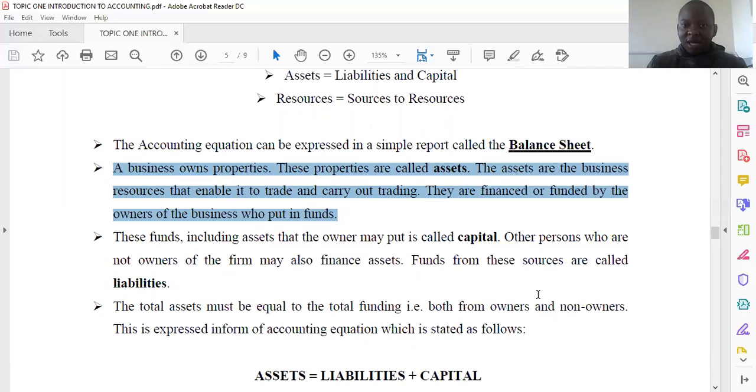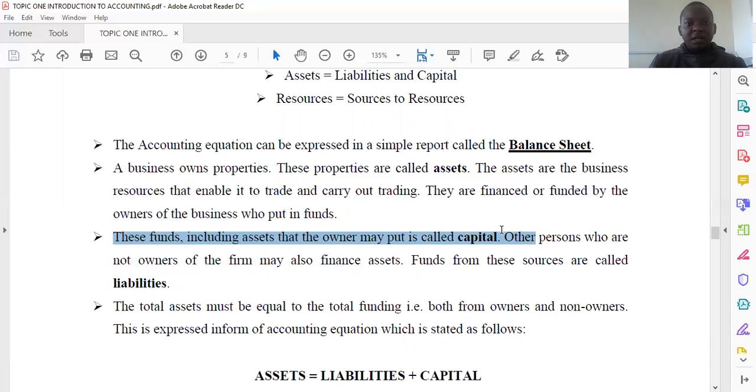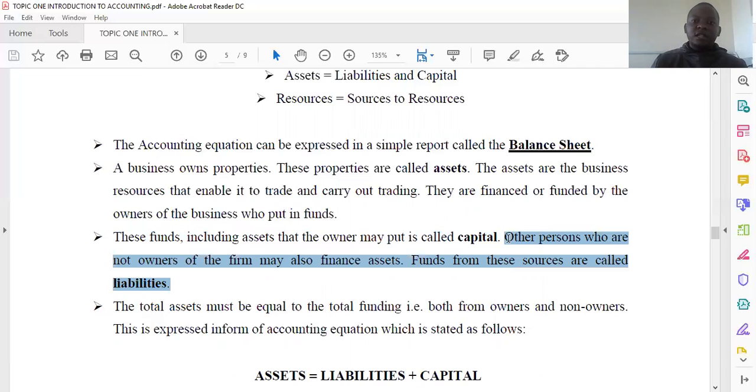So the assets, you all know what assets are. The assets are the resources of a business which have the potential of generating economic benefit to the business. Then you have capital, which are funds that are contributed by the owners of the business. So capital is the owner's claim into the assets of the business. Then we have liabilities, which are a claim of the non-owners into the resources of the business.